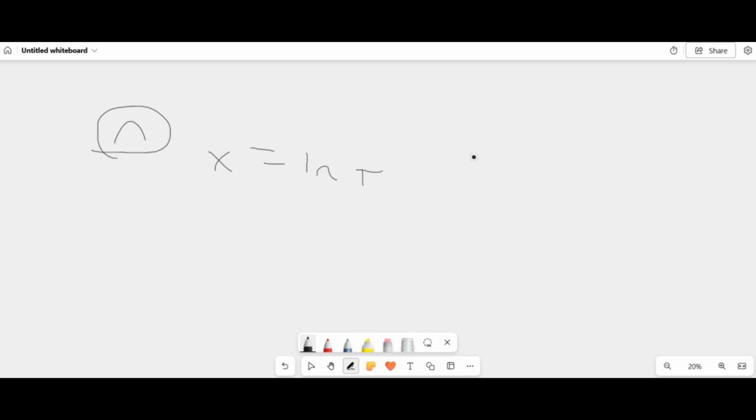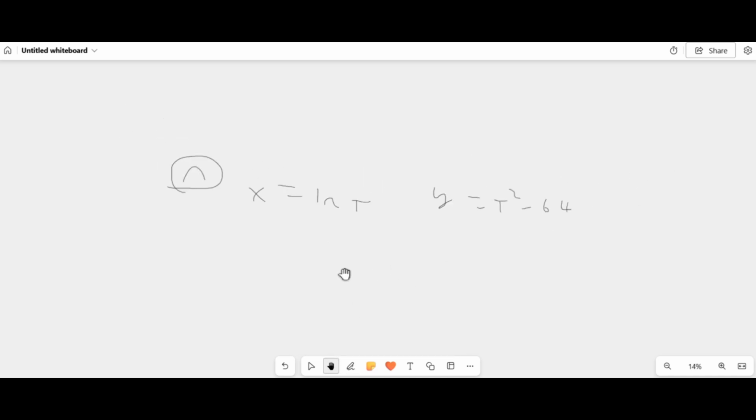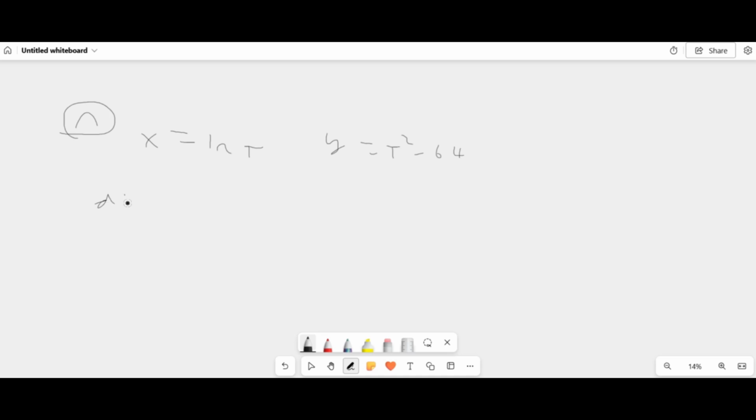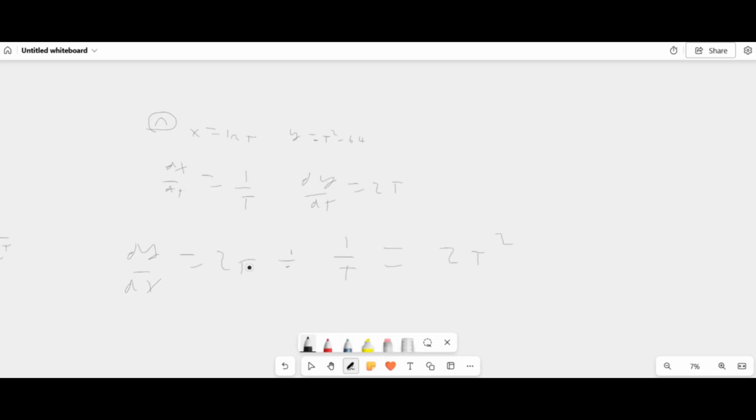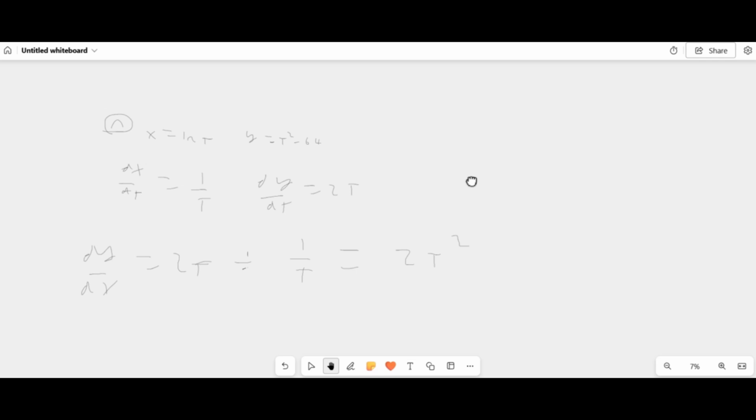x equal to ln t. y is equal to t squared minus 64. Obviously here you want to do dx over dt, so dx over dt is equal to 1 over t. dy over dt is going to be equal to 2t. And now obviously do the same thing. So dy over dx is going to be 2t divided by 1 over t. And obviously that's going to be 2t squared. So obviously this is like t to the power minus 1, so 1 minus minus 1 is 2. So 2t squared here. Alright, save.